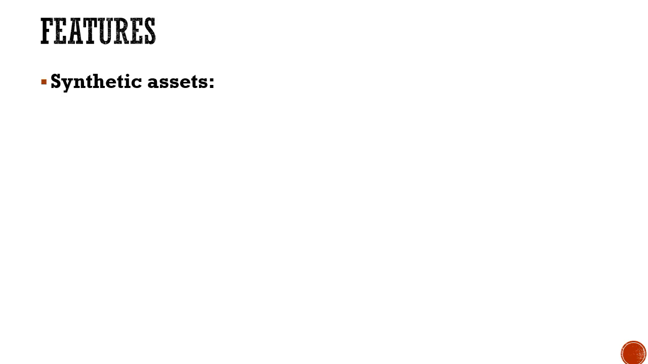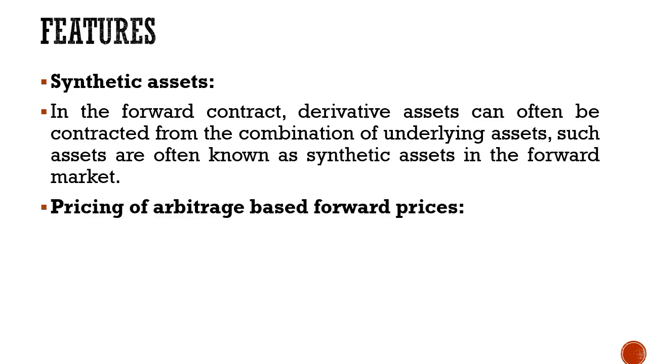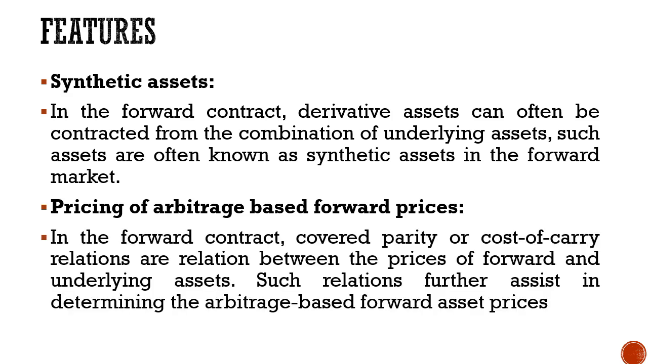The next feature is that it is a synthetic asset. In forward contracts, derivative assets can often be contracted from the combination of underlying assets. Such assets are known as synthetic assets in the forward market. Next, pricing: arbitrage based forward pricing. In a forward contract, covered parity or cost of carry relations are relations between the prices of forward and the underlying assets. Such relations further assist in determining the arbitrage based forward asset price. These were the various features of a forward contract.